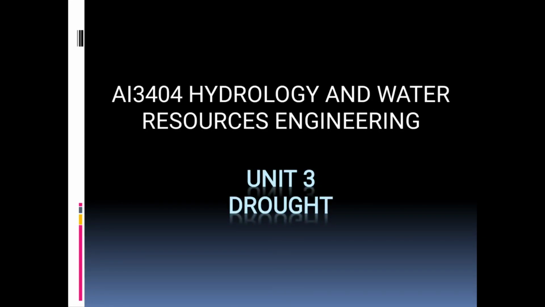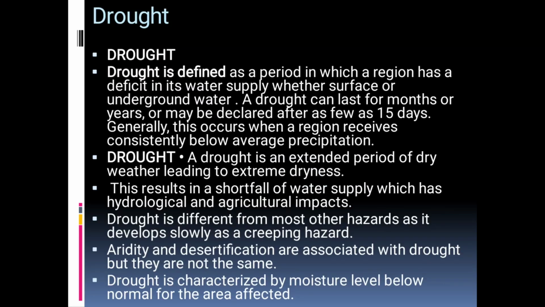Hydrology and water resource engineering. Next topic, drought. Drought is defined as the period in which a region has a deficit in its water supply, whether surface or underground water. A drought can last for a month or a year, or may be declared after a few hours or 15 days. Generally, it occurs when the region receives consistently below average precipitation.